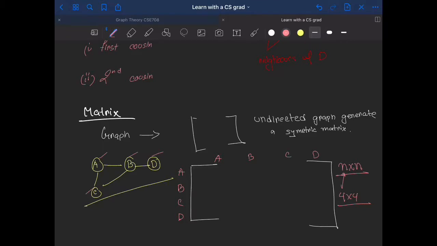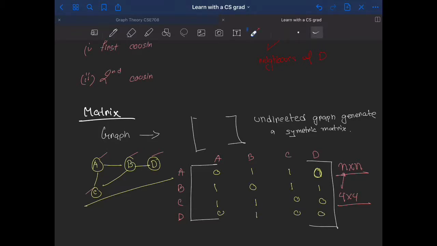Do we have any connections from A to A? No. Then A to B, yes. So 1 represents yes and 0 is no. A to C, yes. A to D, no. So this is basically the first cousins, or the neighbors. So B has a connection to A, doesn't have a connection to itself, B to C and D. C has a connection to A, B, and no one else, and D has a connection to only B.